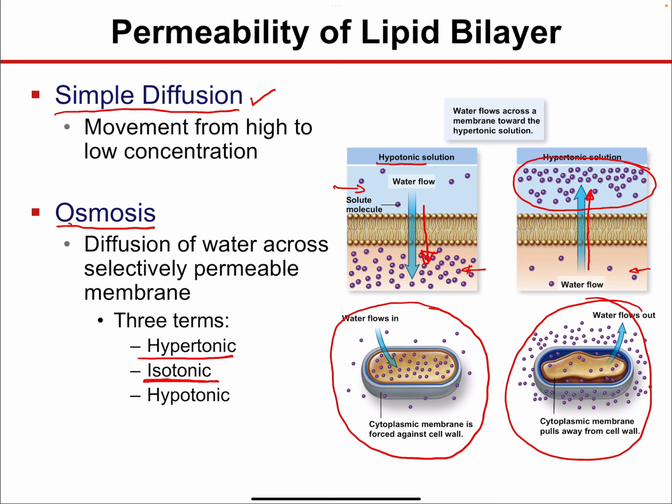So I want you to remember that osmosis is the movement of water molecules across the plasma membrane, and that because some chemicals cannot cross the plasma membrane, but water can, the cell is going to be in three kinds of situations or conditions: in a hypertonic environment, in an isotonic environment, and in a hypotonic environment. I want you to review this.